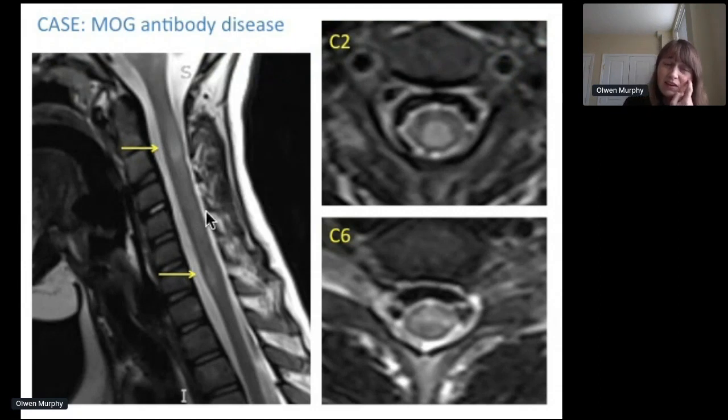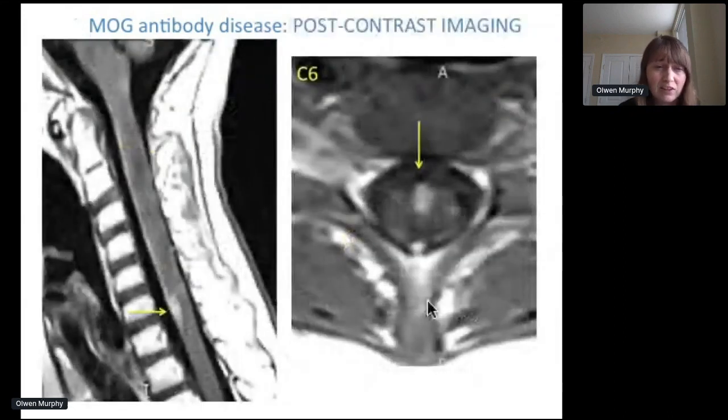In this case illustrated here, there are some clues that this is not AFM, such as these focal areas of cord expansion seen in the cervical cord, and the lesions being well circumscribed in the axial plane, at least at C2, with the grey matter more involved at C6. MOG antibody-associated myelitis often enhances post-contrast, which can be a clue to the diagnosis.